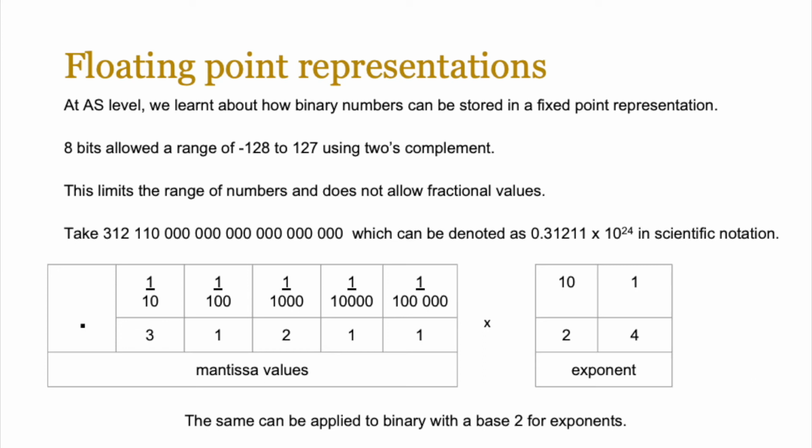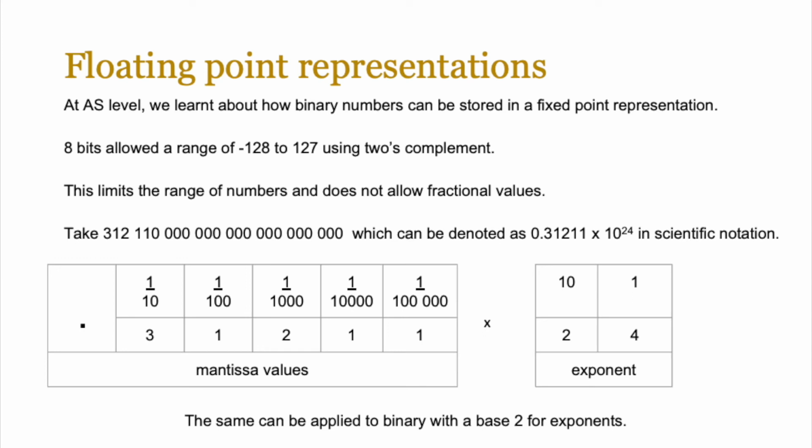This can also be denoted as 0.31211 times 10 to the power of 24 in scientific notation. But if you wanted to store it normally, you'd end up using 24 bits. But we don't have 24 bits. So how do we go about that? Well, in this case, we could use a mantissa and an exponent. So the first bit is allocated as the sign bit, and then we can use 5 bits to store the actual mantissa part, which in this case is 31211, and then we can use the remaining 2 bits to store the exponent part, in this case 24.